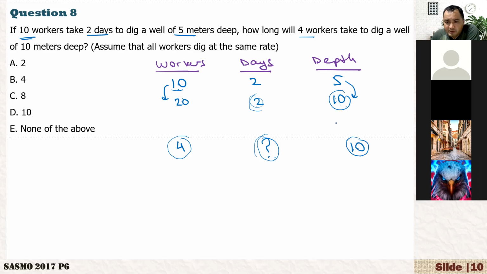So now suppose that the depth is not changing. Now look at these two numbers, workers and days. Fikriya, this question is for you. The depth is not changing here, right? If we have more workers, do we need less days or more days to dig 10 meters? If I increase the number of workers, should we increase the days or decrease the days?